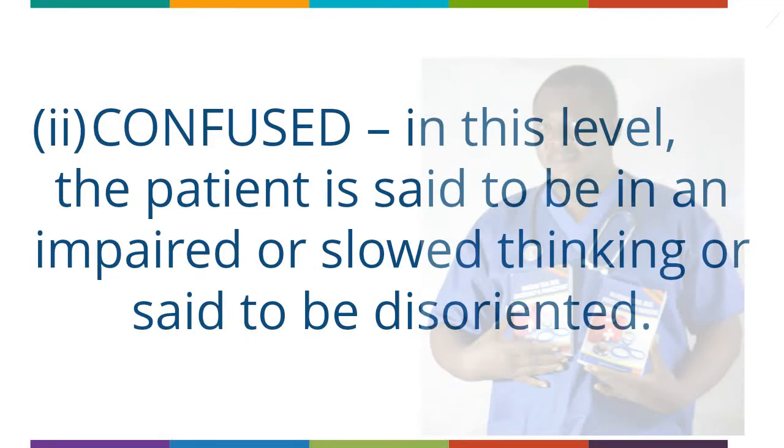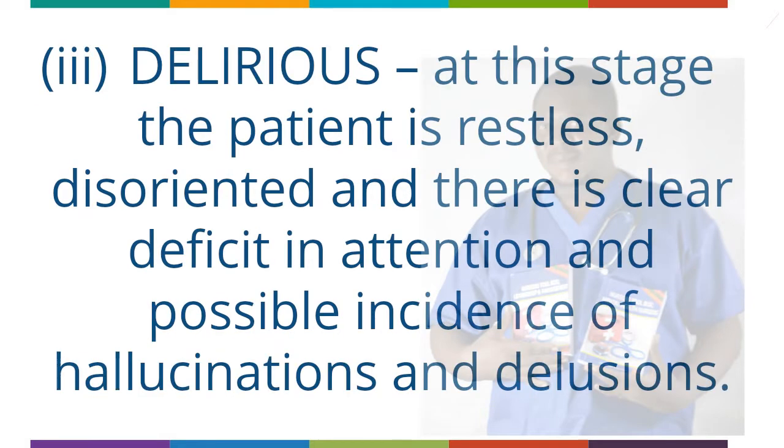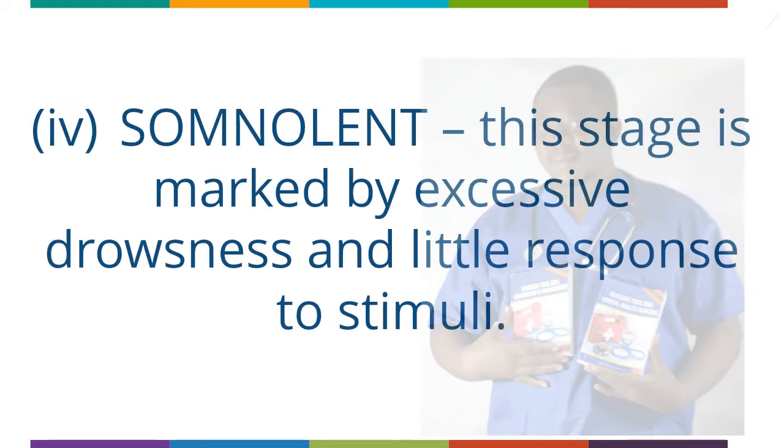II. Confused. In this level, the patient is said to be in an impaired or slowed thinking or said to be disoriented. III. Delirious. At this stage the patient is restless, disoriented and there is clear deficit in attention and possible incidence of hallucinations and delusions. IV. Somnolent. This stage is marked by excessive drowsiness and little response to stimuli.